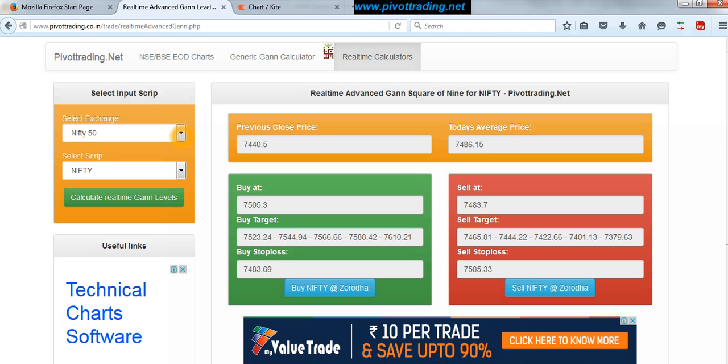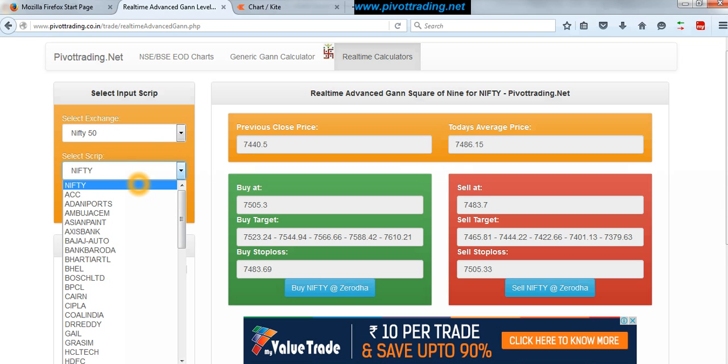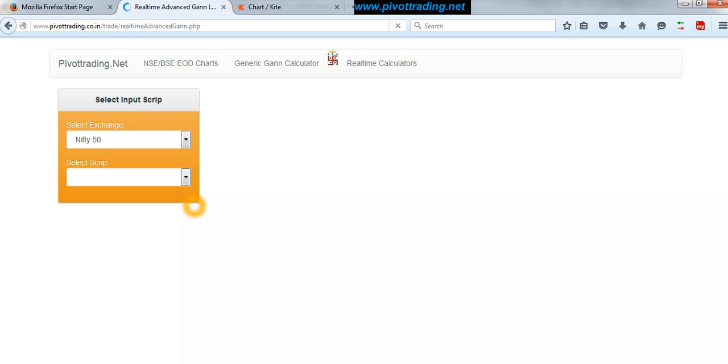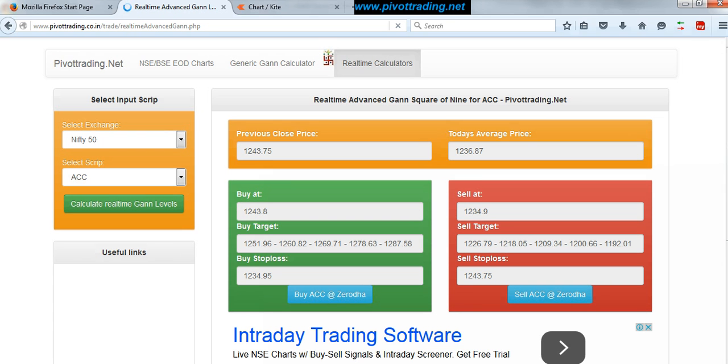What you have to do is just select an exchange from here, whether you want to deal in Nifty 50 or you want to deal in all scripts. Let's say we will keep it for Nifty 50 as of now. Here you can select the script, whether you want to find the levels for the Nifty or you want to find the levels for these scripts. Let's say we go for the ACC, click on the calculate real-time GAN levels. It will populate with these levels.